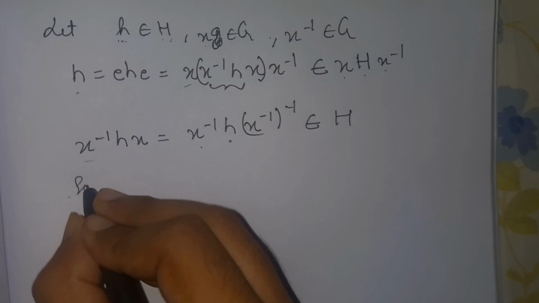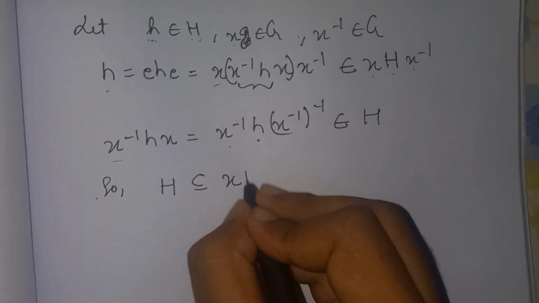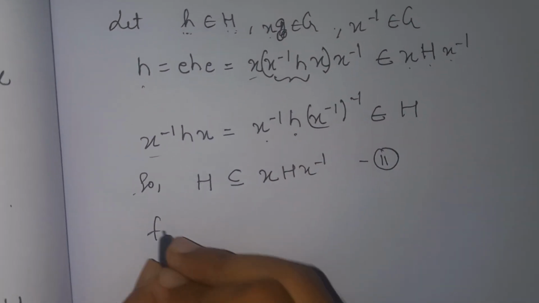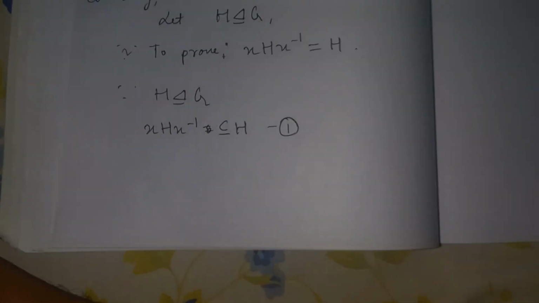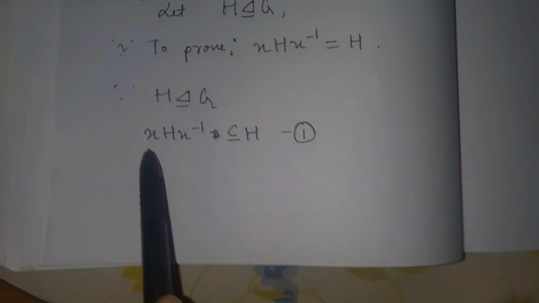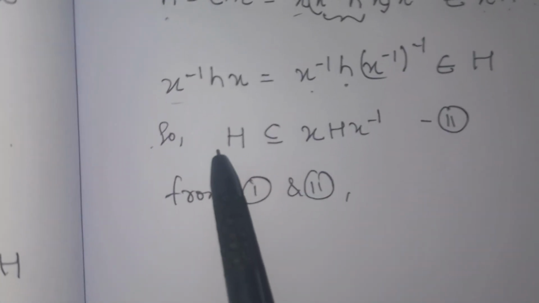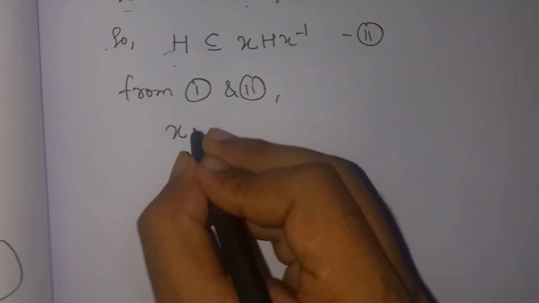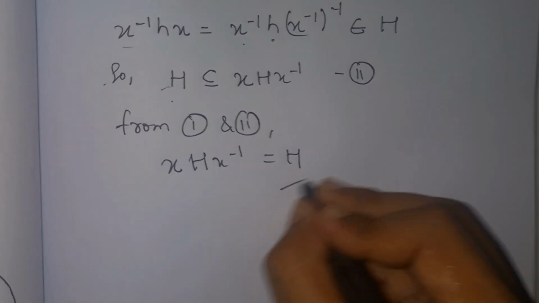So we have H is a subset of xHx inverse. So from 1 and 2, let's see what we have got. From 1 we have got xHx inverse is a subset of H, and from 2 we have got H is a subset of xHx inverse. So eventually we can write xHx inverse is equal to H, which is the required proof. Thank you.